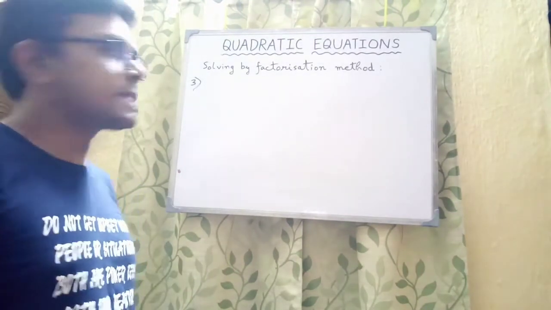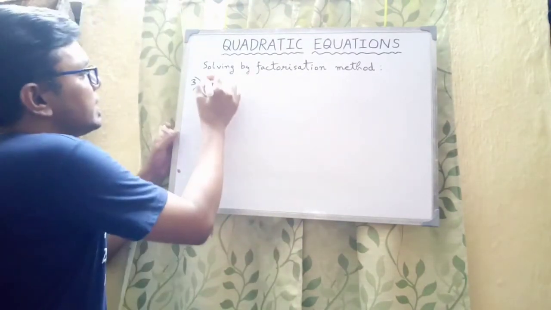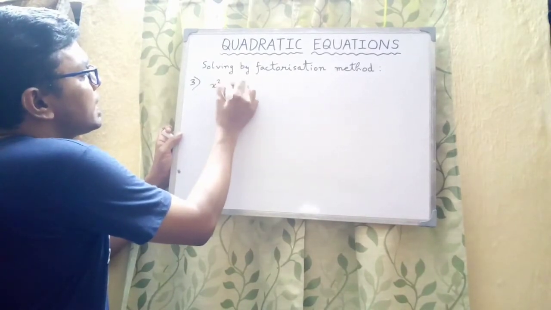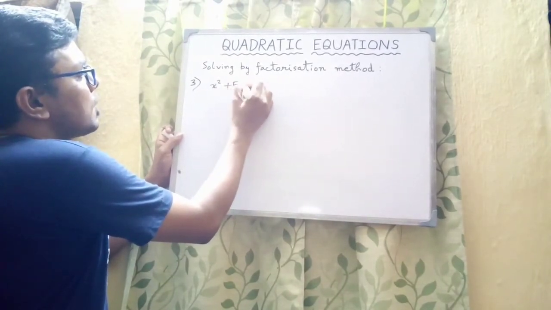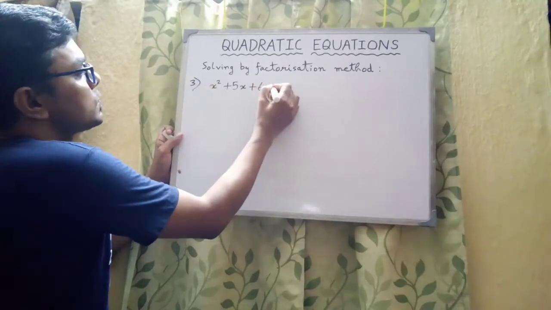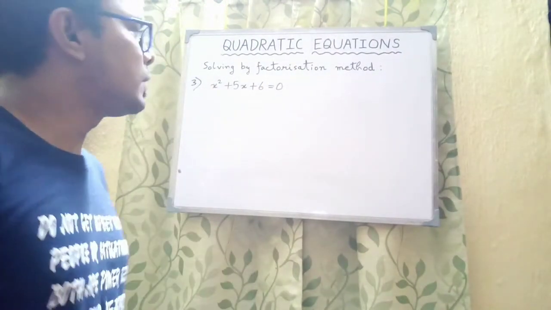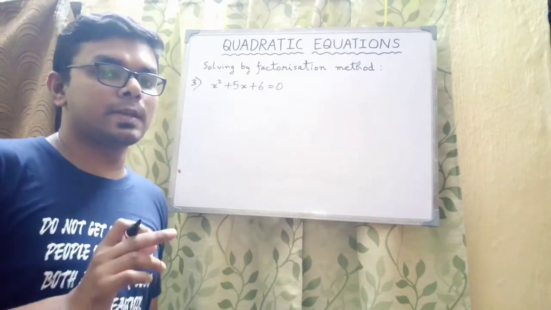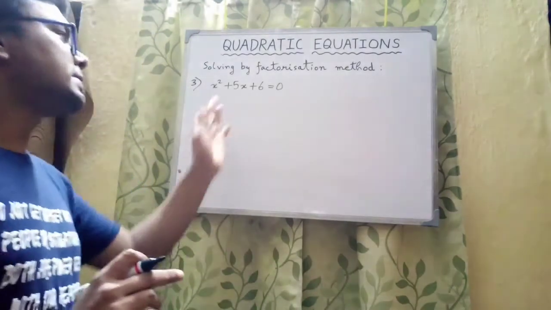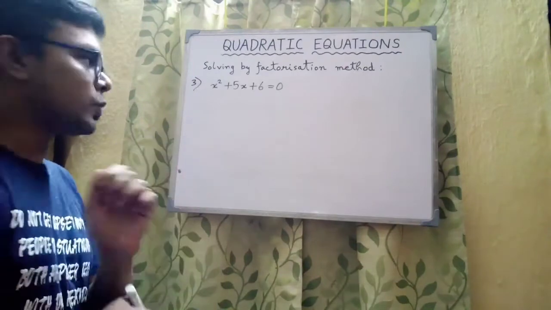We now come to the third example, which is x squared plus 5x plus 6 equals 0. Now I have specifically chosen this example to show you something. Everybody must be careful about this. This is a very good example to show what I'm going to show.